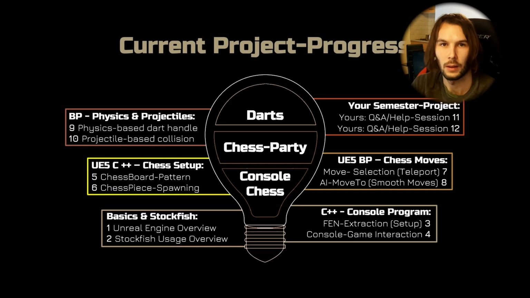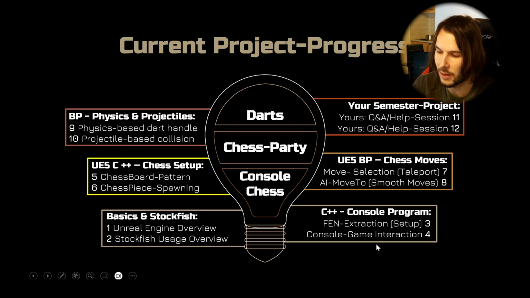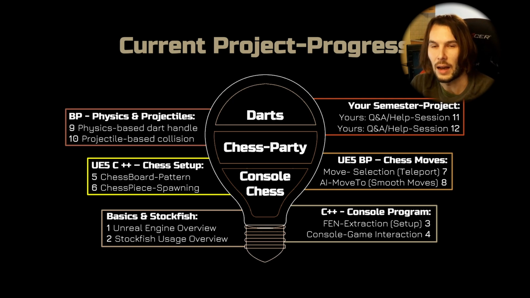Let's quickly check our current project progress again. We have now seen where our previous code, so the basics in Stockfish and C++ console program code went, and we also have spawned the chessboard pattern now. You've already seen how blueprints are used, and next time we will do the chess piece spawning before we advance to the moving itself.